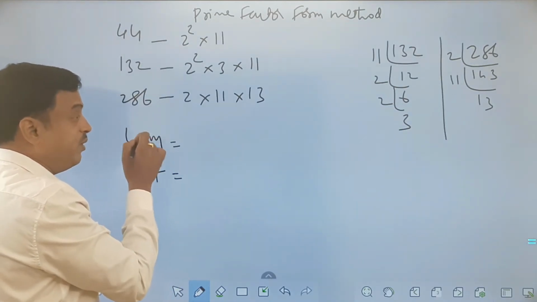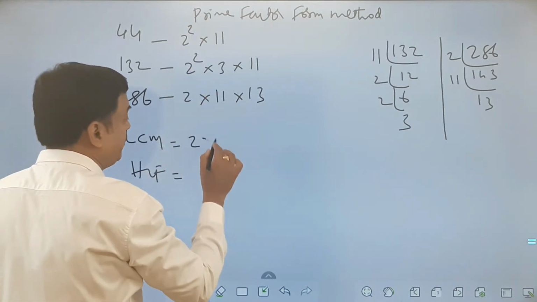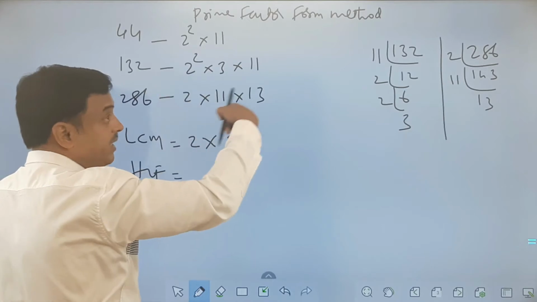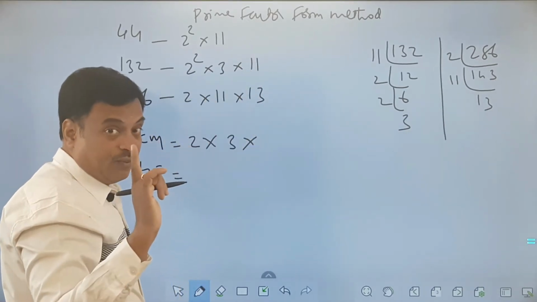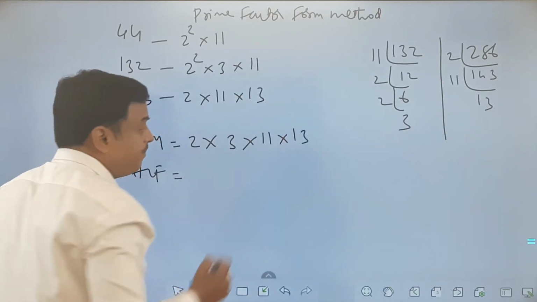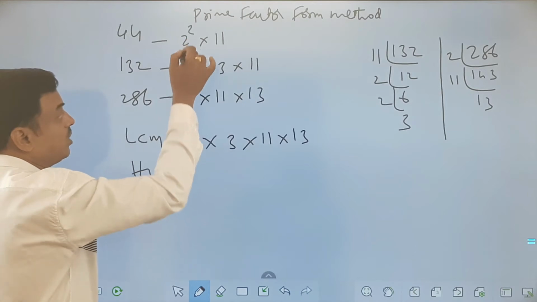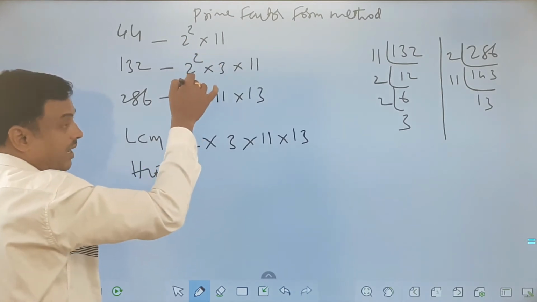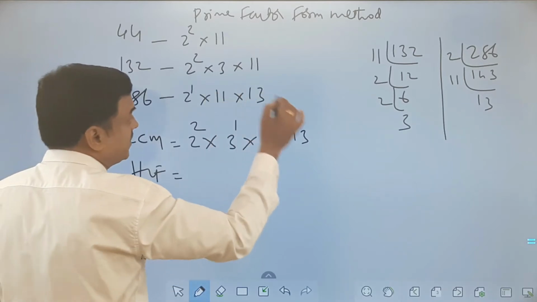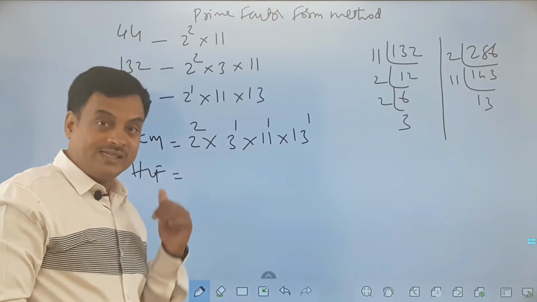If you remember my previous video, the LCM will select all the bases, like we have 2, we have 3. 3 is not common in all three numbers, but it is available in one number, it is enough. I can select. Then 11 and 13. I have selected all the bases along with their highest powers. So here I got 3 cases of powers, 2, 2, 1. Highest power is 2. For 3 it is 1. For 11 it is 1. For 13 also it is 1. Multiplying them, the product value will be LCM.